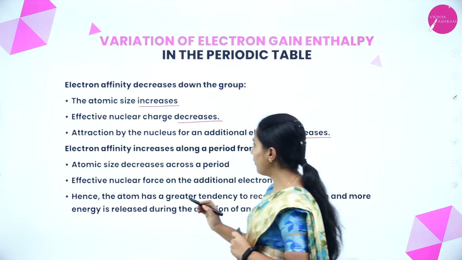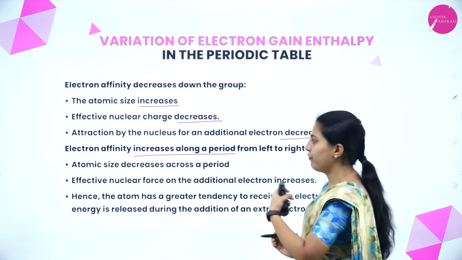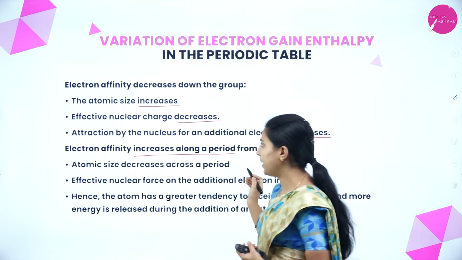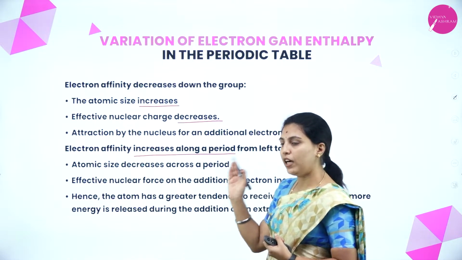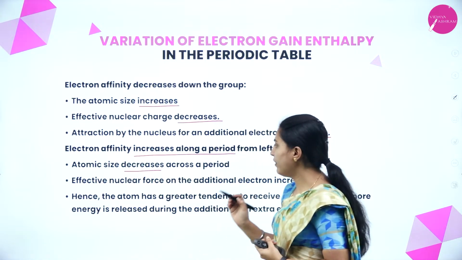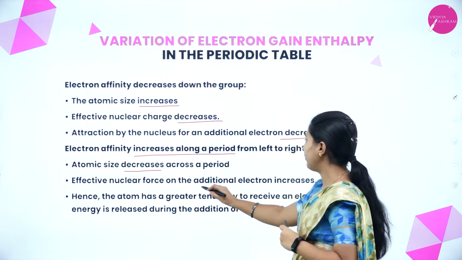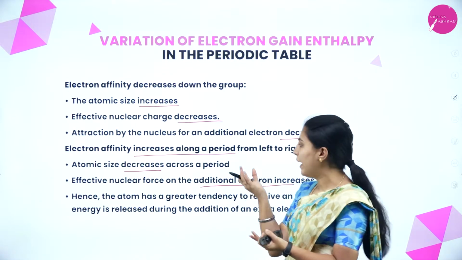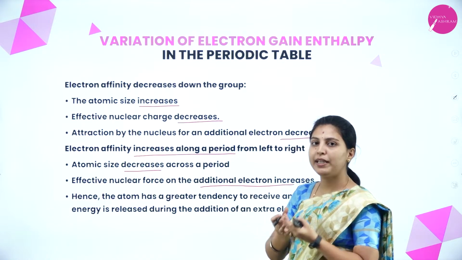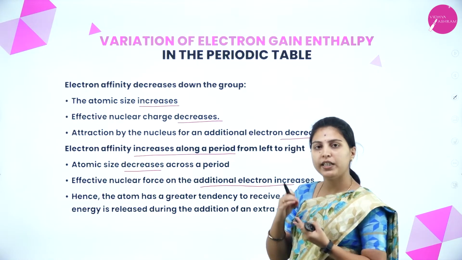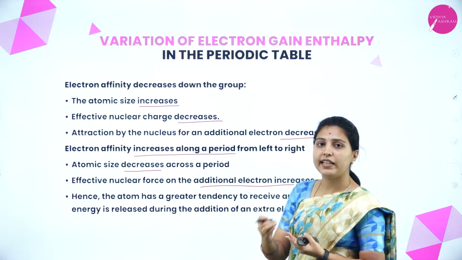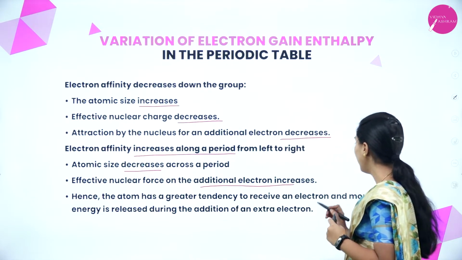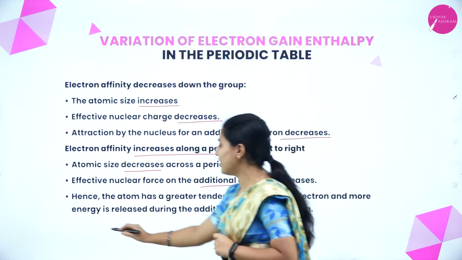Okay. Electron affinity increases along a period from left to right. Atomic size decreases across the period. From left to right, the atomic size will be decreased. Effective nuclear force on the additional electron will increase. When atomic size decreases, obviously the effective nuclear charge increases, whatever electron we add, because it is going into the same shell. Hence the atom has a greater tendency to receive an electron and more energy is released.